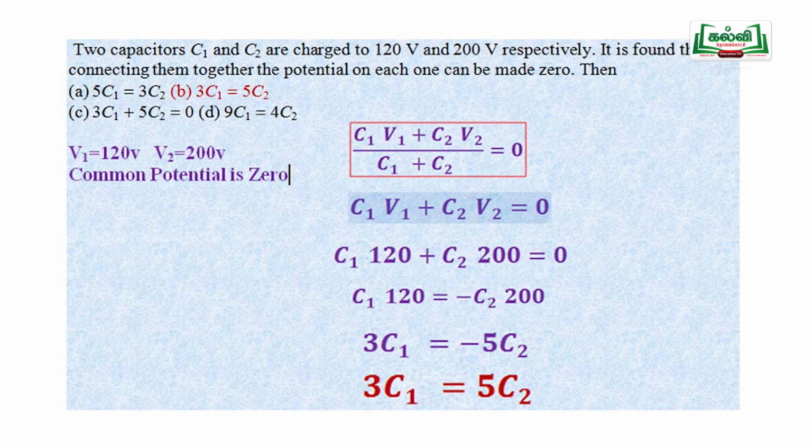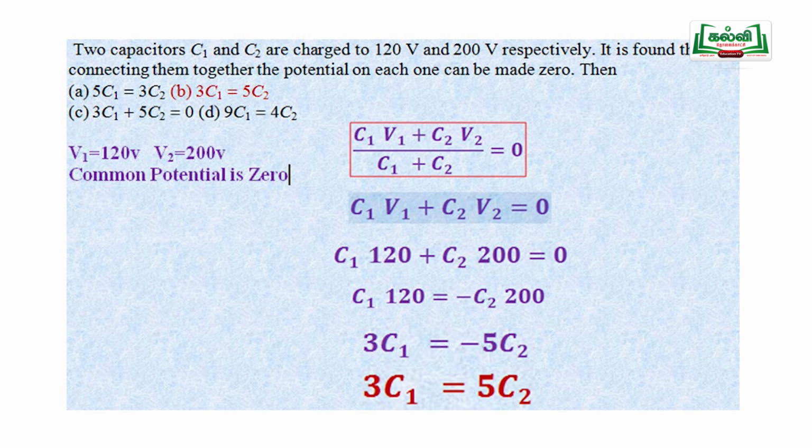Okay, children? Okay, next. Now, this is another problem based on common potential. 2 capacitors C1, C2 are connected to 120 volt and 200 volt. It is found that after connecting them, the common potential is 0. Then what is the relation between C1 and C2? They are asking.